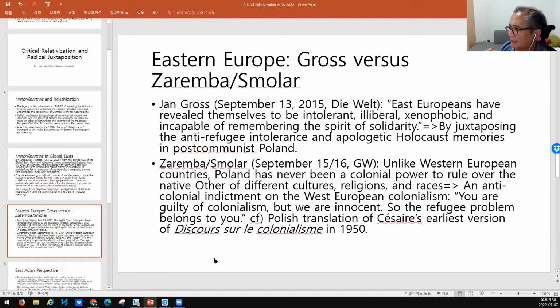Against Jan Gross's contribution, Zaremba and Smolla, two very eminent and very bright Polish historians, immediately responded in Gazeta Wyborcza. Their counter-argument was that, unlike Western European countries, Poland has never been a colonial power to rule over the natives of different cultures, religions, and races. So the anti-colonial indictment of West European colonialism carries the implicit argument that you Western Europeans are guilty of colonialism, but we Eastern Europeans are innocent. So the refugee problem belongs to you.